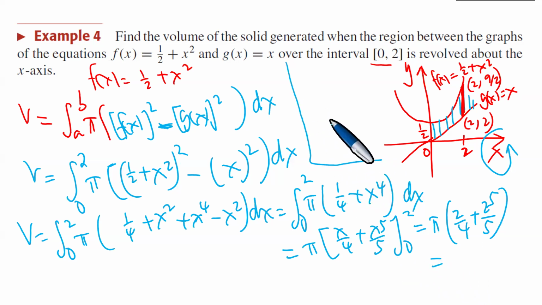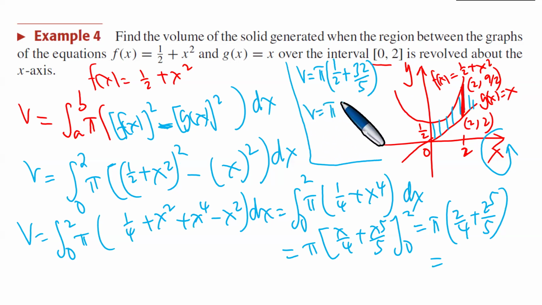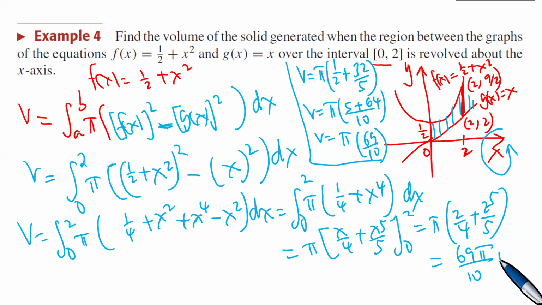So let us check this out together. It tells us that the volume is pi times 1/2 plus 2 to the 5, which is 32 out of 5. Let's put 10 as the denominator. Divide by 2, get a 5. Divide by 10, you get a 2, giving us a 64. And this one is 69 out of 10. So the answer is exactly that: 69 pi divided by 10 units cubed. That would be the volume.